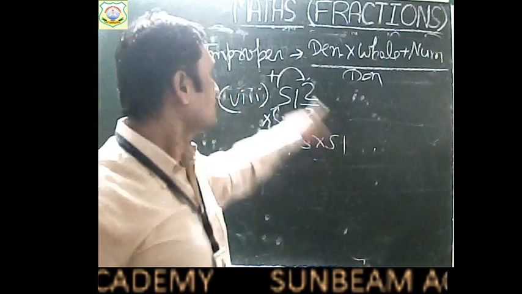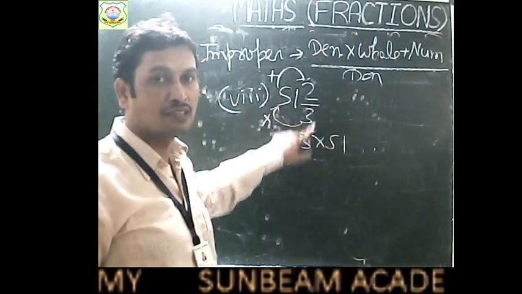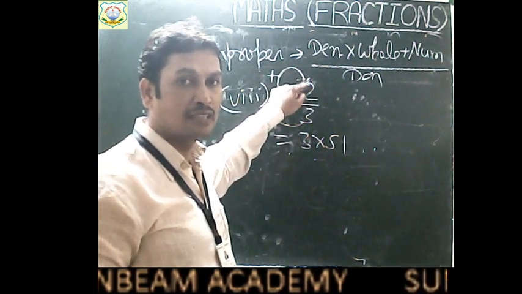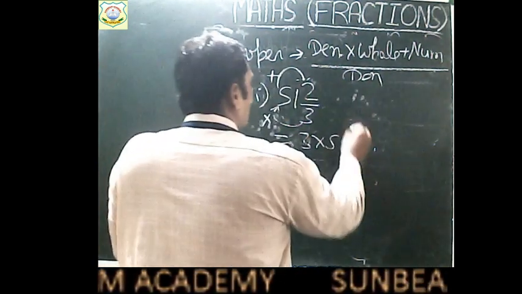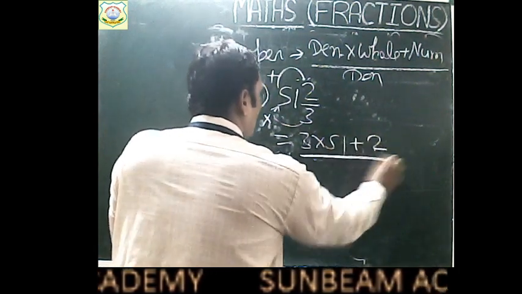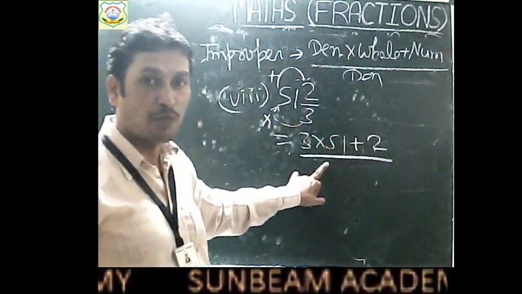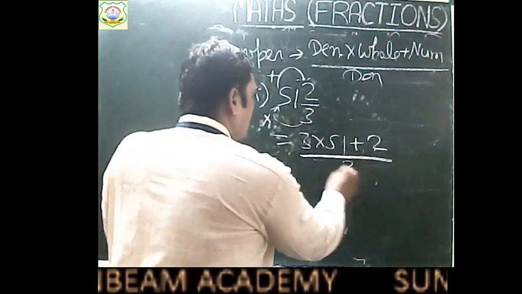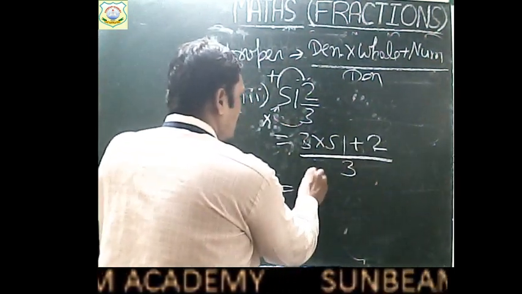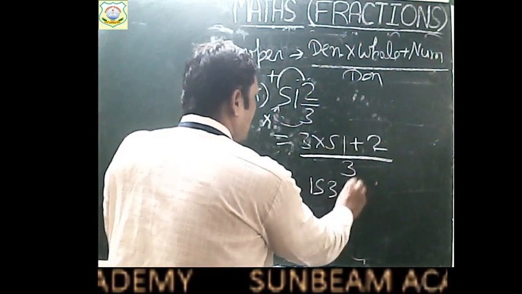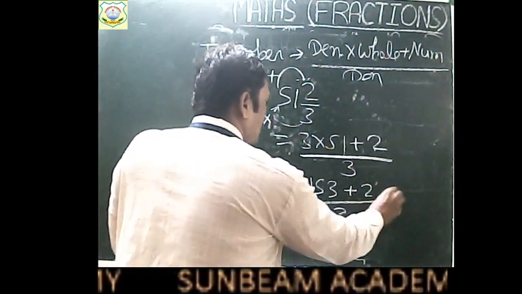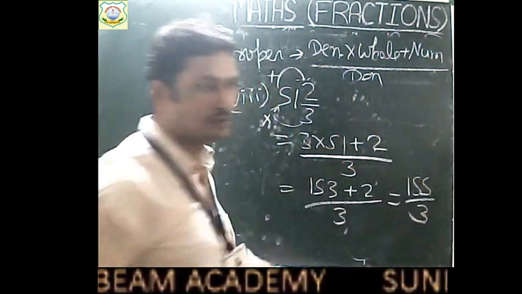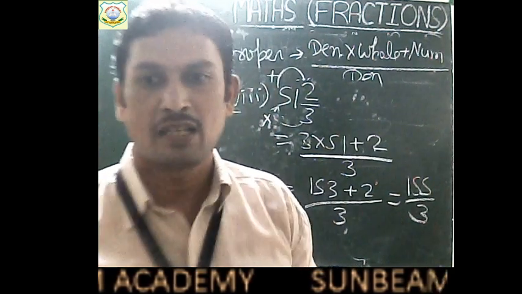What do you have to add? You have to add the numerator. Start from the denominator, firstly multiply, get the product, and then add the next number, that is the numerator. So add numerator 2. And what will be the denominator of the improper fraction so obtained? The denominator will be the same, so the denominator will be 3. We get 3 fifty-ones are 153, plus 2, upon 3. So what do we get, children? We get 155 by 3. And this is the answer, children.